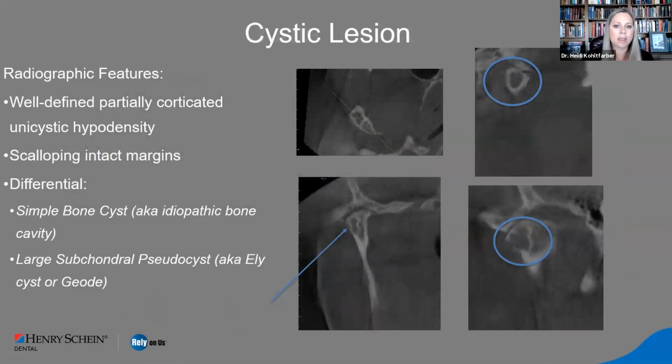All right. We can also see cystic lesions. So here we have something going on. We might say maybe this is a large subchondral pseudocyst. It most certainly could be, but it could also be that we actually have a simple bone cyst. It is possible to have simple bone cysts, also known as idiopathic bone cavities, within the condylar head. And these can spontaneously heal, so we don't tend to do a whole lot with them, which is kind of interesting.